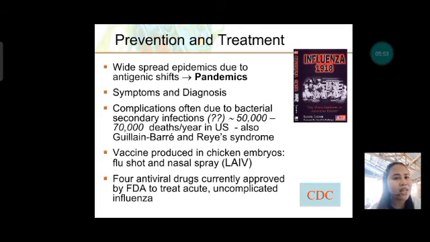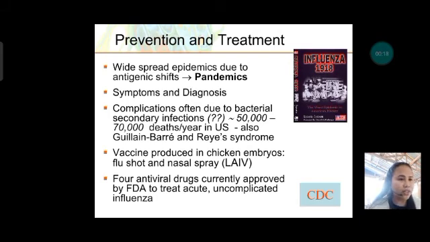So the symptoms and diagnosis: the complications are often due to bacterial secondary infections. There are 50,000 to 70,000 deaths per year in the US, and also Guillain-Barré and Reye's syndrome. Vaccines are produced in chicken embryos, as a flu shot and a live nasal spray. There are 4 antiviral drugs currently approved by the FDA to treat acute uncomplicated influenza.